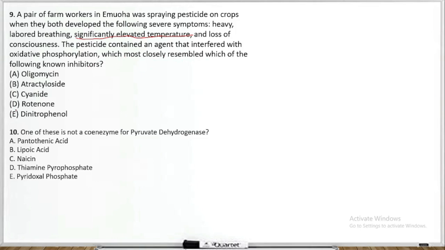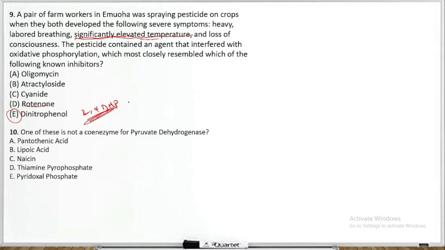The answer is dinitrophenol. So 2,4-dinitrophenol was actually the insecticide that they were using. It's not rotenone. What gave it out is actually the significantly elevated temperature.